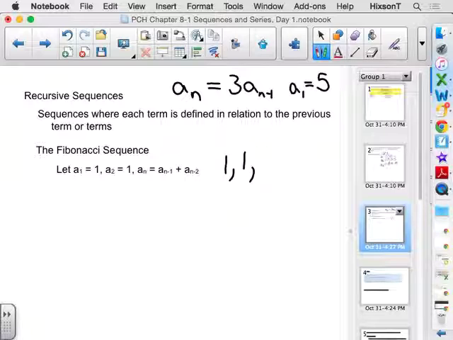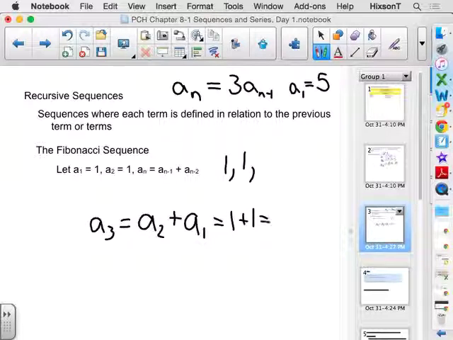First term plus the second term. Okay. Second term plus the third term. Add the previous 2 terms. Yeah, adding up the previous 2 terms. So if I'm finding a sub 3, 3 minus 1 is 2, so it's a sub 2, plus 3 minus 2 is 1, so it's a sub 1. Well, that's 1 plus 1. So now I know the 3rd term is 2. And then we can keep finding terms.